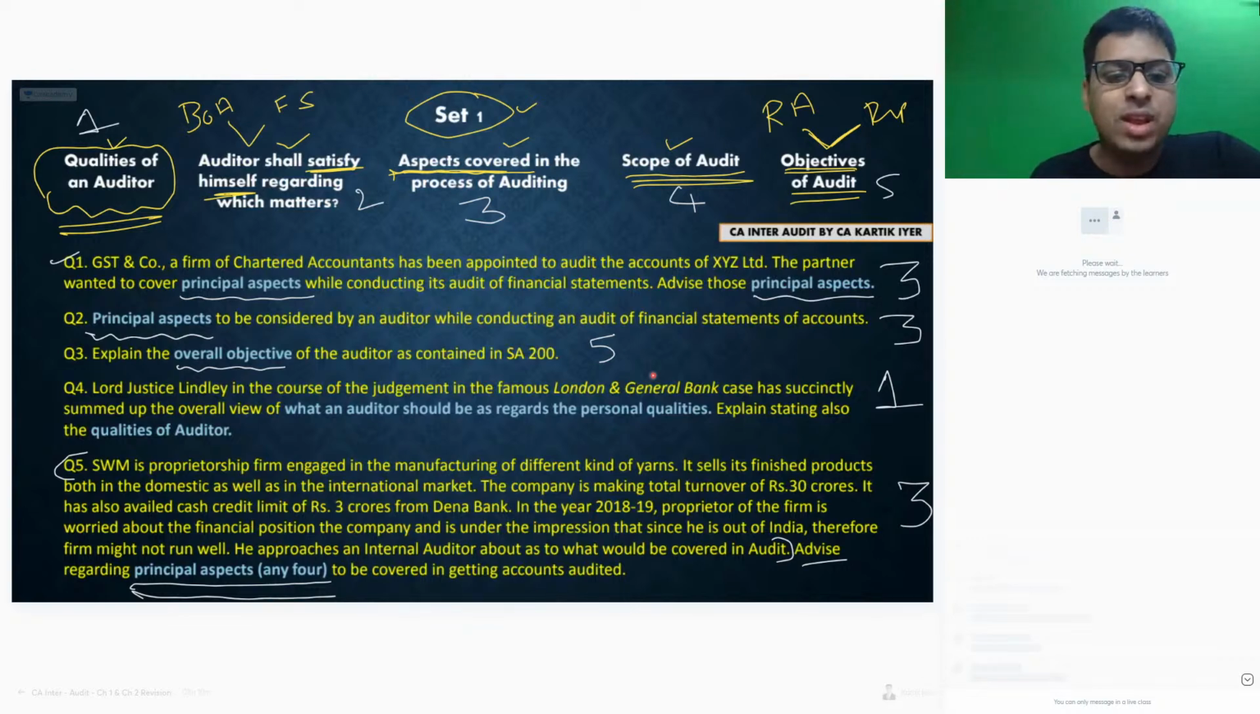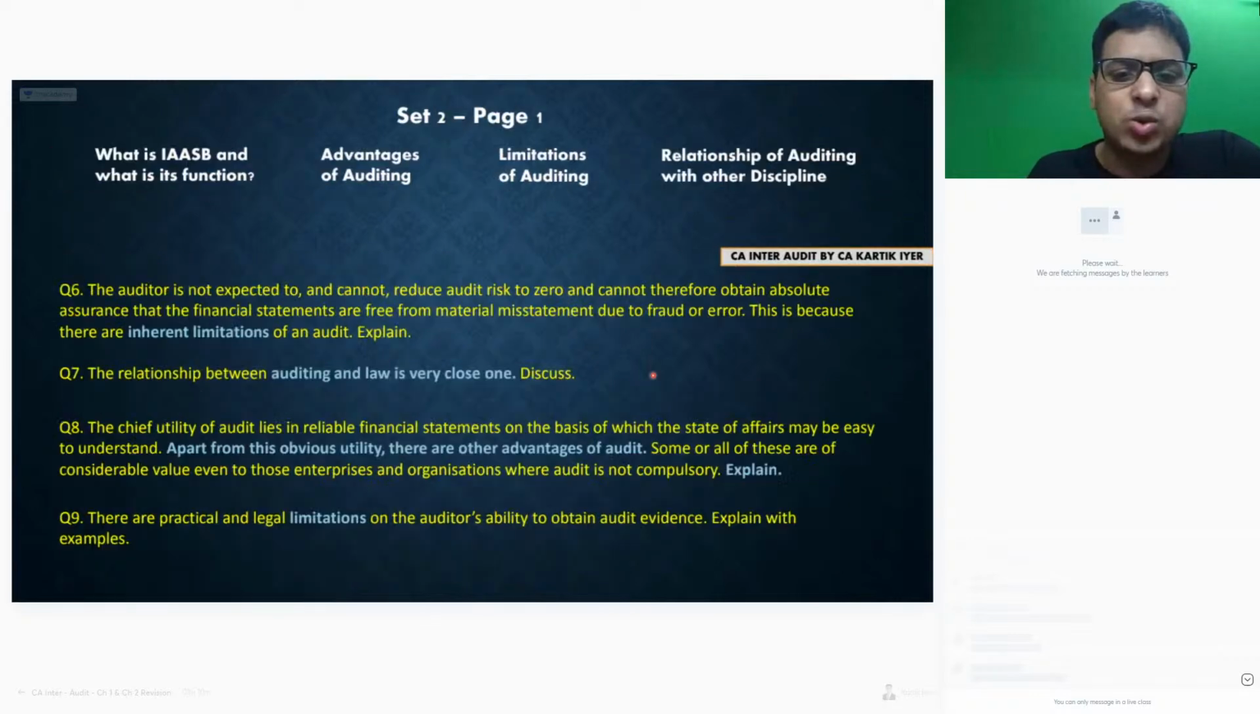Okay, chalo. Now let's go to set 2. Okay, this is set 1. All the notes have been given to you. You can download the PDF and you can check out the notes. No problem at all. Now let's go to set 2.